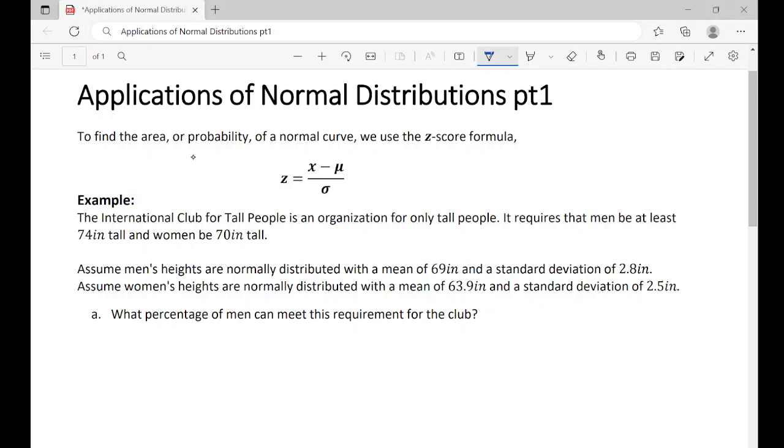To find the area or probability of a normal curve, we use the z-score formula, x minus mu divided by sigma. So let's look at some examples.